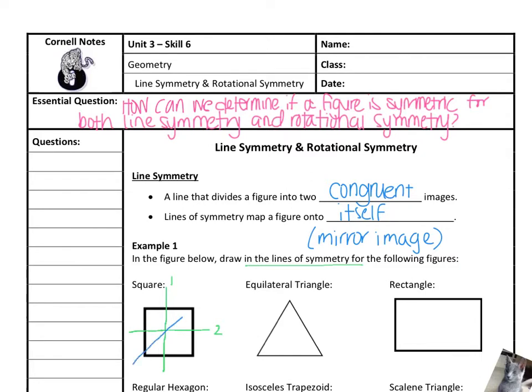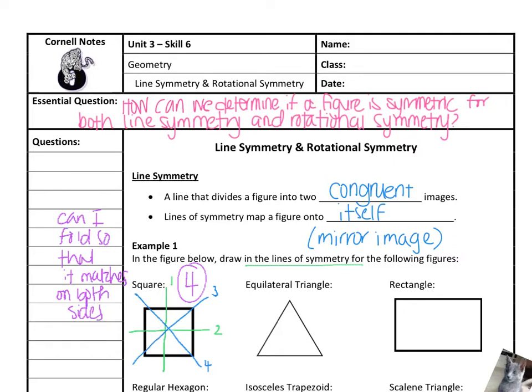However, I can also do the same for the diagonals of a square. This is my third line of symmetry and my fourth line. So a square has 4 lines of symmetry. Okay, so again, you're thinking like, can I fold it so that it matches on both sides?